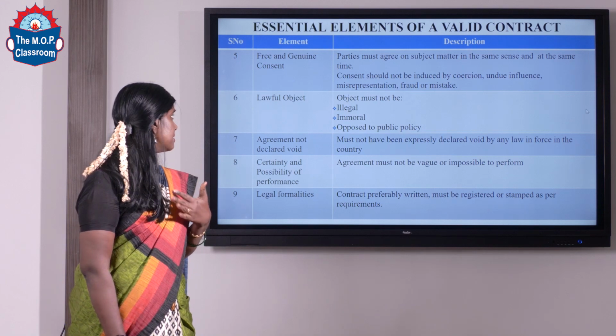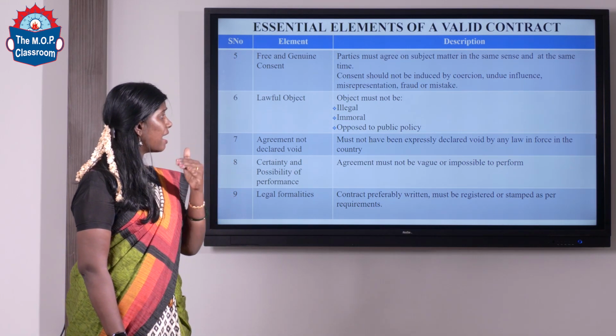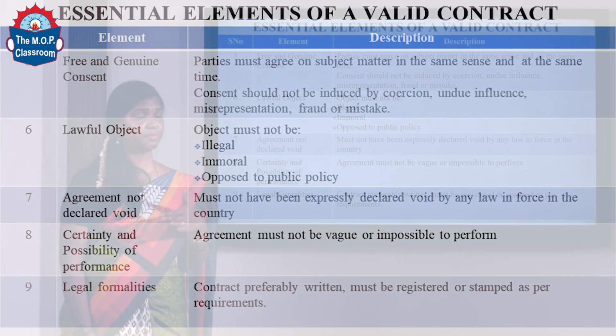Free and genuine consent. Parties must agree on the subject matter in the same sense and at the same time. So consent should not be induced by coercion, that is any threat, for example, that I would commit suicide. So there should not be any threat, and undue influence, where against the will of the other, you should not do something. So undue influence, misrepresentation, fraud or mistake. It should not be from any of these things. Free and genuine consent should be there.